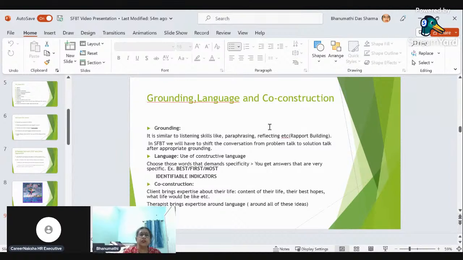Then language, use of constructive language. We have to be very specific in choosing the language, like best, first, most. What are your best hopes? And if change happens, what is the first thing you will notice? And we need to use identifiable indicators because they are very clear and specific.